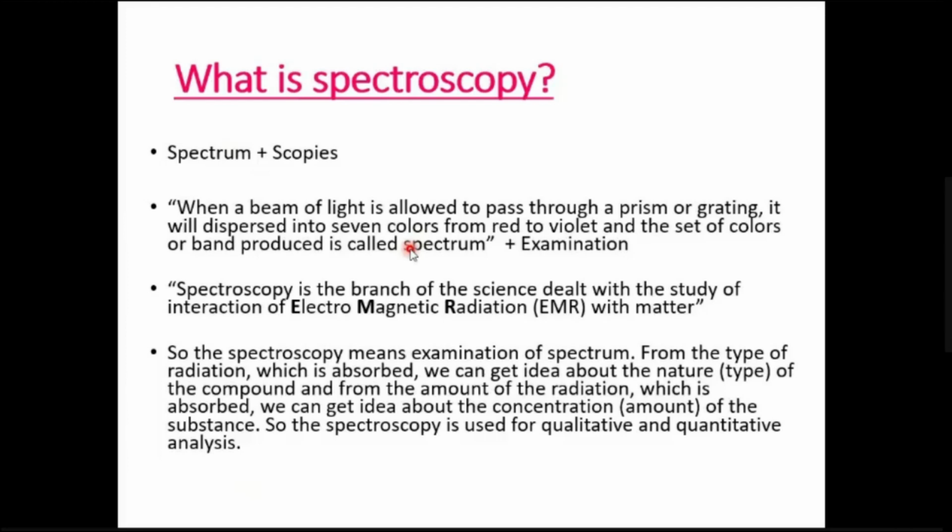Now there are alternate definitions which are more useful. Spectroscopy is the branch of science dealing with the study of interaction of electromagnetic radiation with matter. Now when electromagnetic radiation interacts with matter, both EMR and matter are subjected to some change. Like you must have seen that when you keep any food in a microwave oven, the food gets heated. So there is a change in the state of matter.